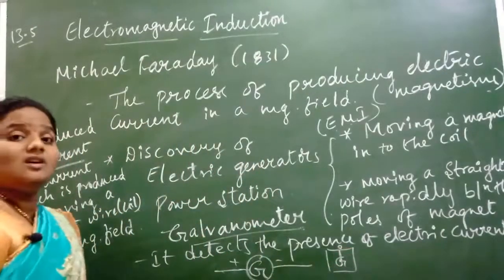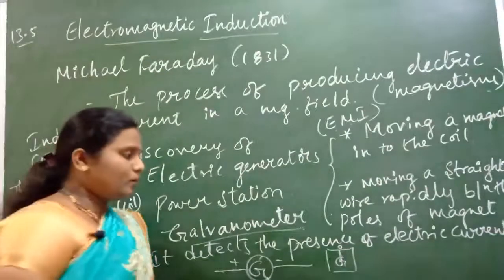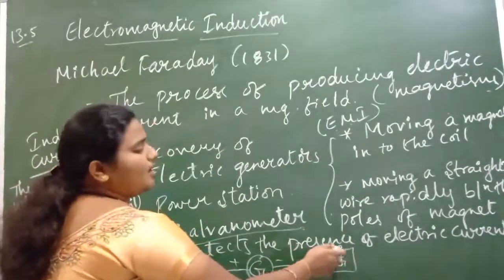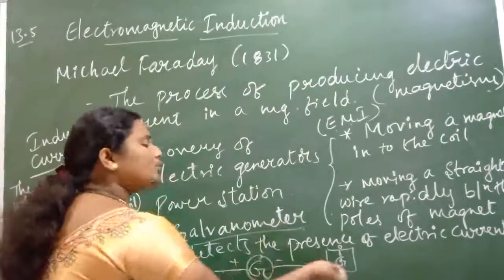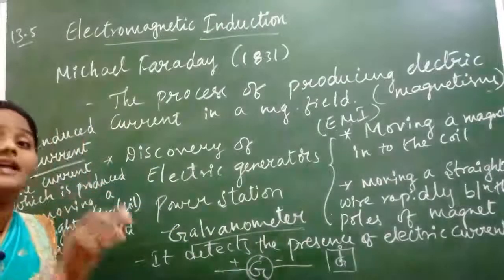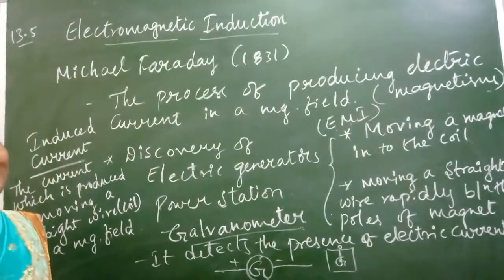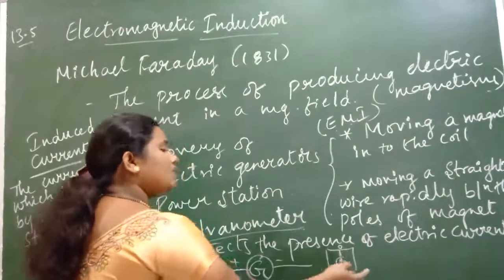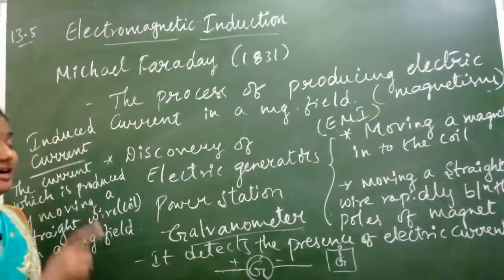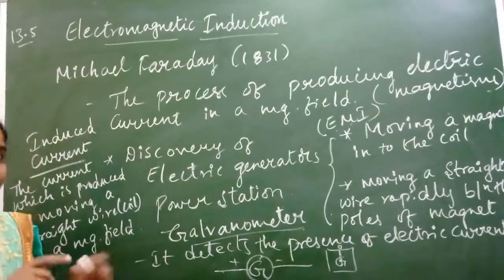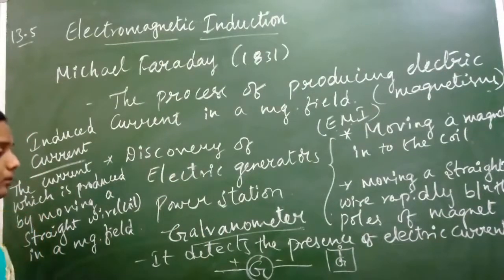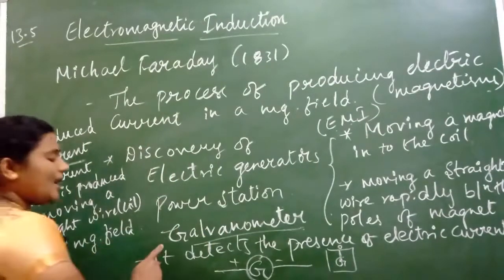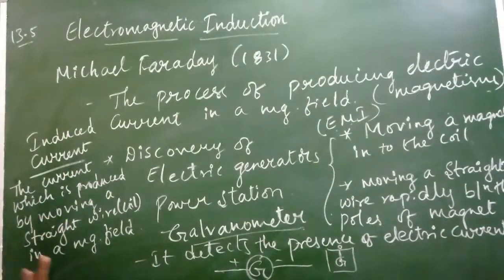So when a current is flowing in the circuit, this pointer deflects either to the right or to the left, depending upon the direction of flow of the current. Isn't it, children? This pointer starts deflecting either towards right or left depending upon the direction of the current in the circuit. So you have to remember mainly 3 things here.